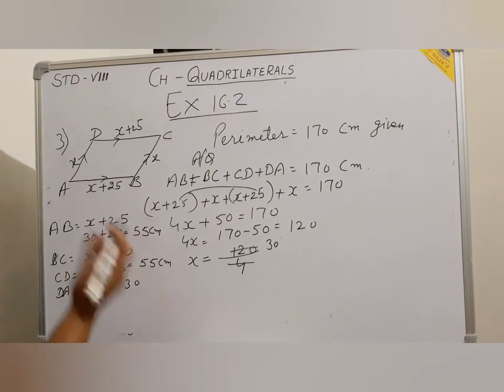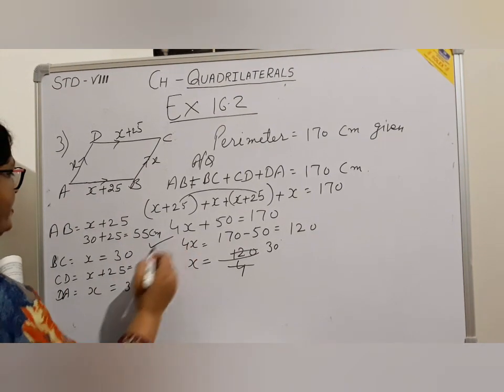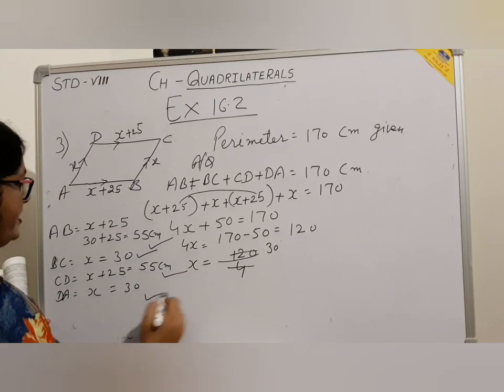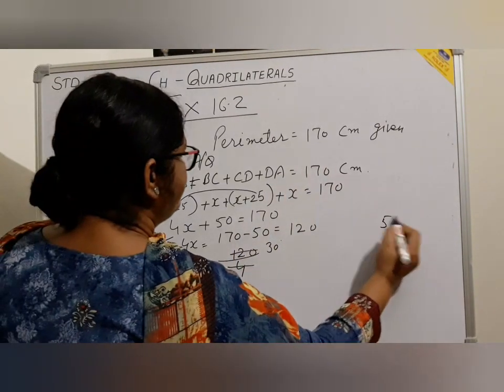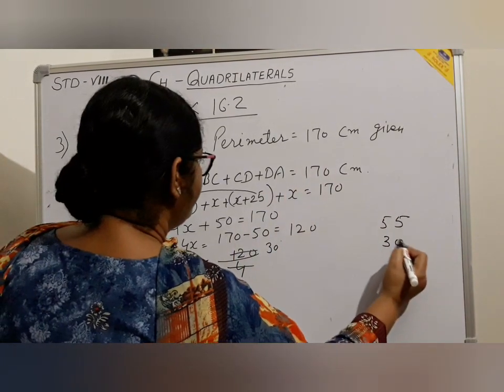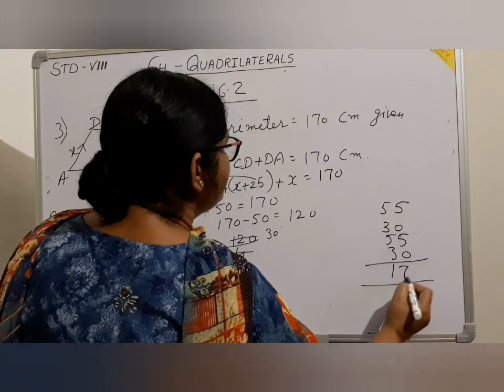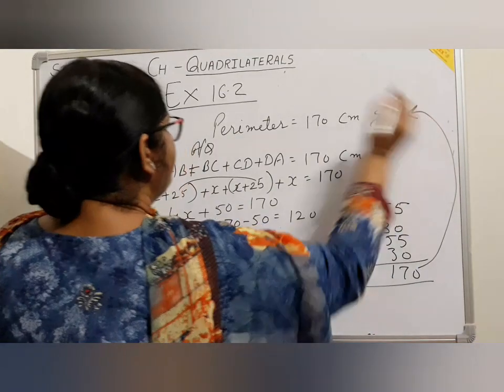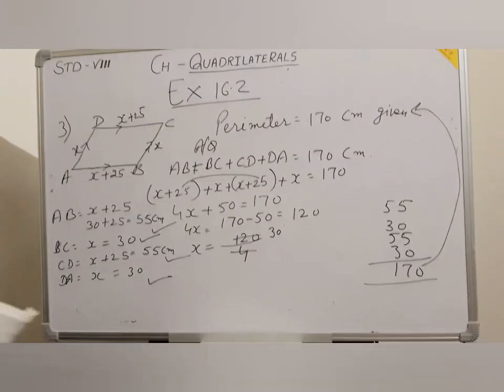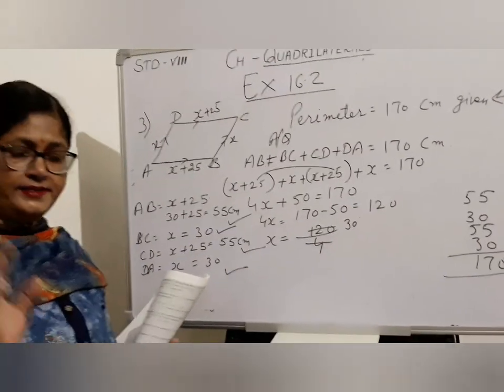Now you can check your answer. How? AB, BC, CD and DA: add these numbers, 55, 30, 55, 30. And the answer is 170, the same as the perimeter. Is it clear, students? Yes.